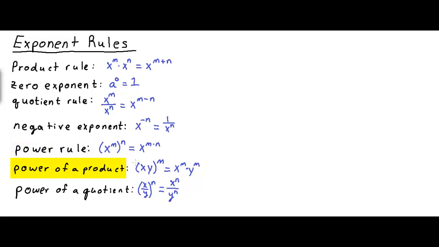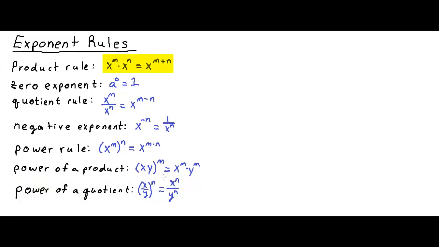Power over product: basically if we have two numbers inside of parentheses to the same exponent, we can in essence distribute that exponent to each one. Power over quotient is almost the same thing as power over product, except this time if there's a fraction in there, we can distribute the exponent to the numerator and the denominator, so to the top and to the bottom. All right, so let's look at just some quick example problems.